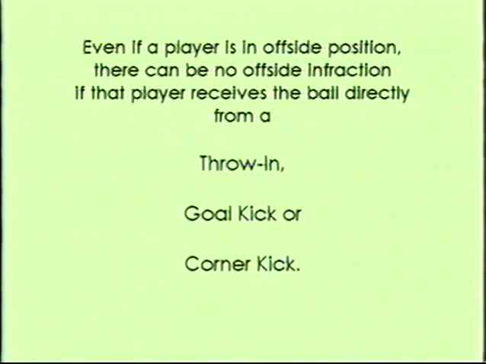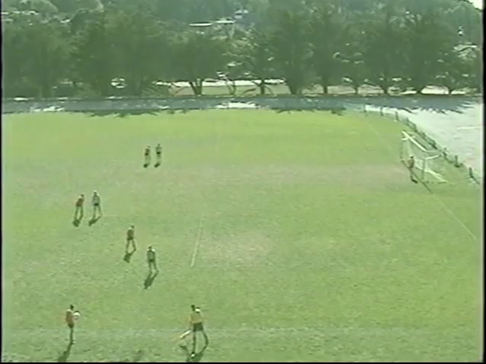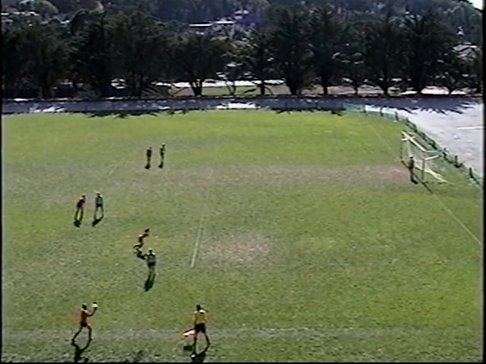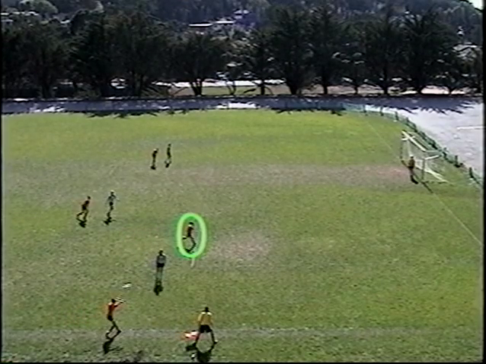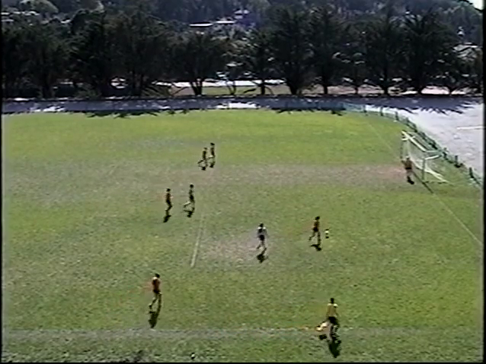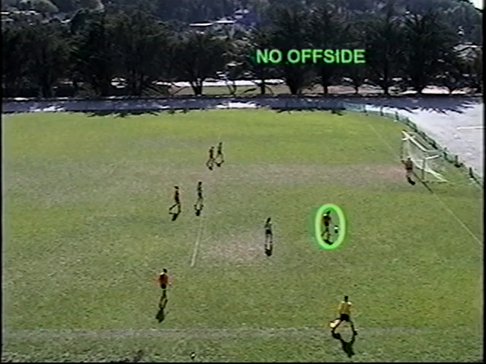Of these three exceptions, the one where you are most likely to see a player in offside position during the restart is during a throw-in. Let's look at an example to illustrate this point. With the players set for the throw-in, the second-to-last defender is here. So at this point, none of the attackers are in offside position. As the throw-in takes place, one of the attackers moves ahead of the second-to-last defender and is in offside position at the moment the ball is released. However, since this player receives the ball directly from the throw-in, there is no offside infraction.